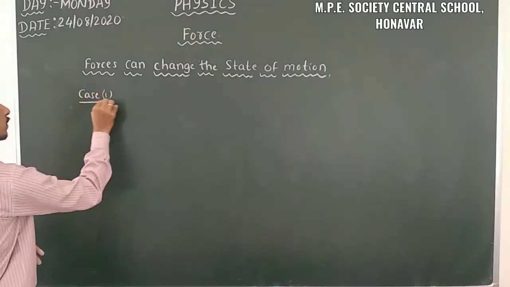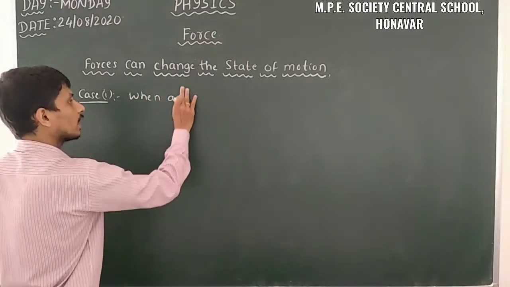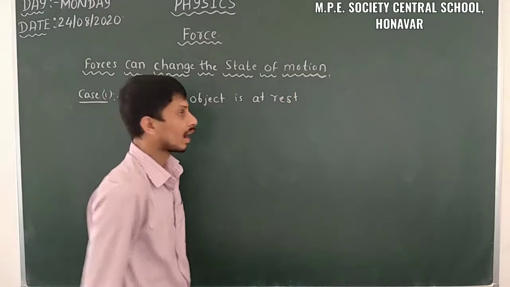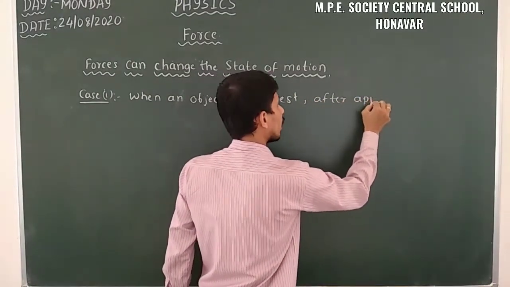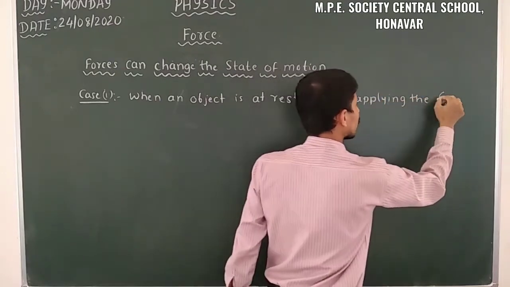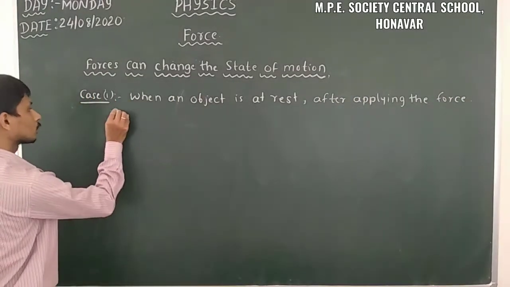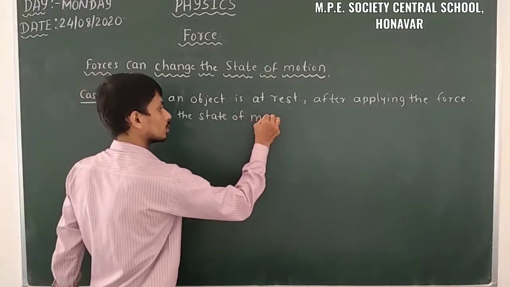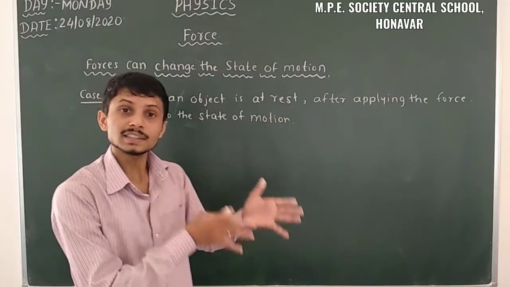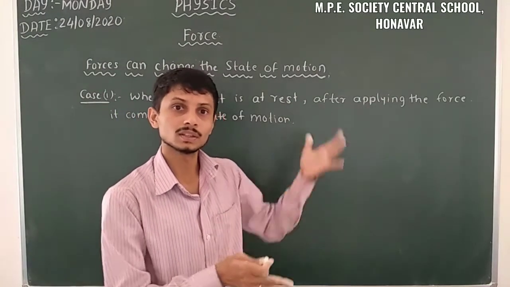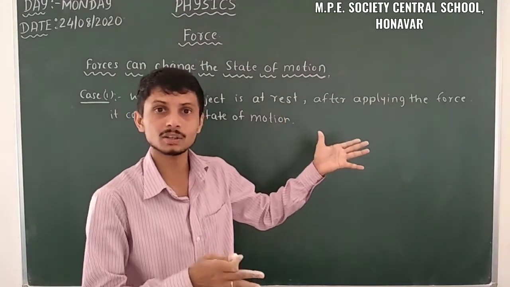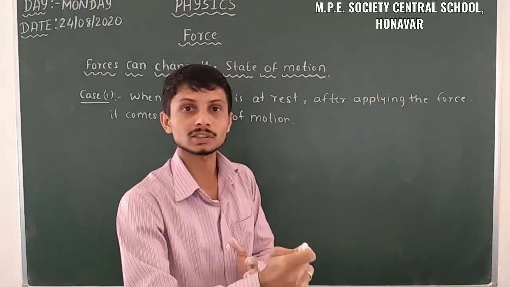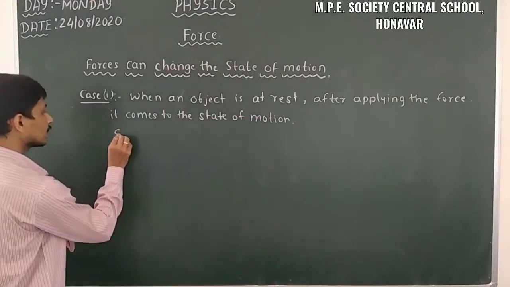Case 1: when an object is at rest, after applying force, it comes to the state of motion. Initially it has speed 0. We have already learnt that in the stationary state, or state of rest, the speed is 0. After applying the force, the speed of the object increases in the direction of force.